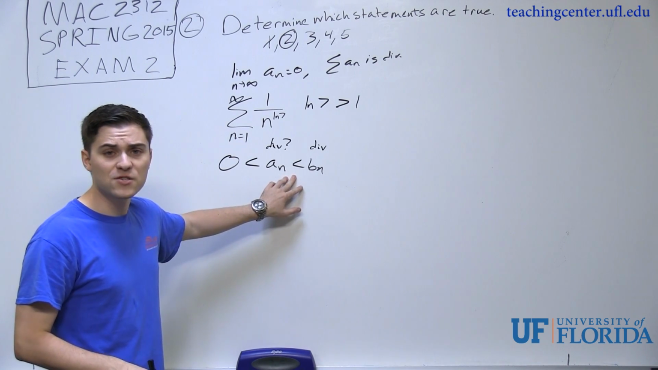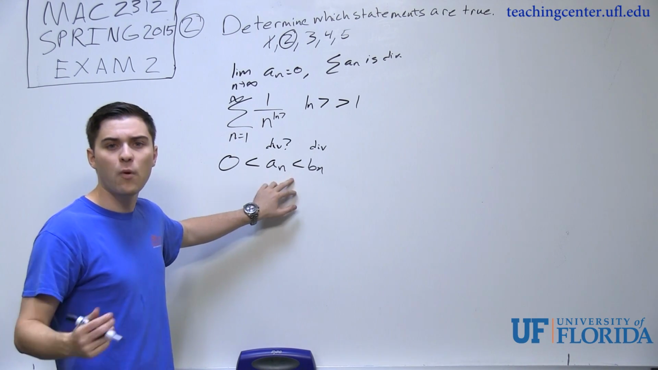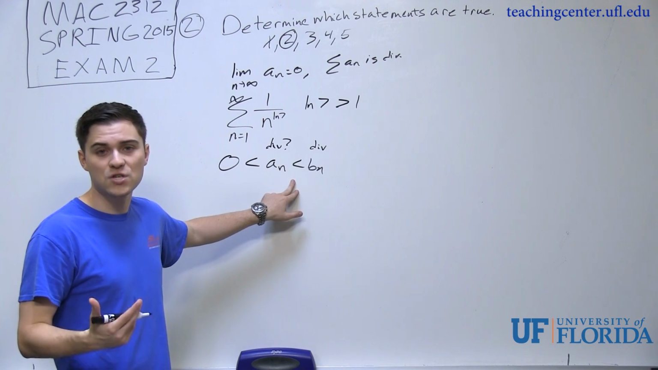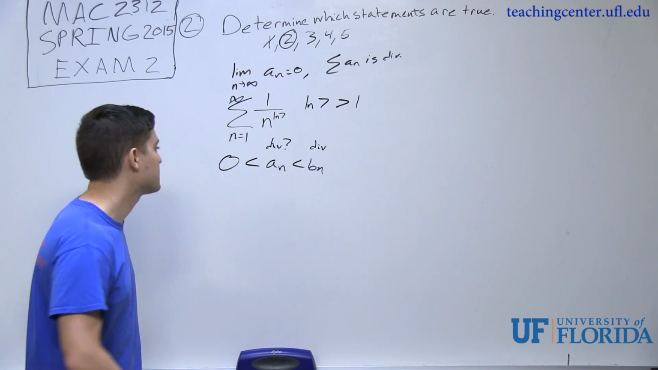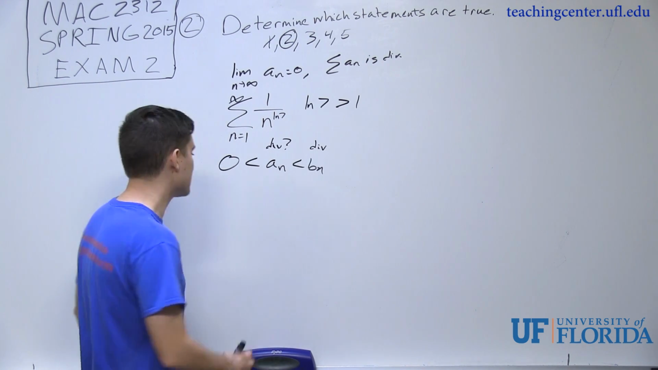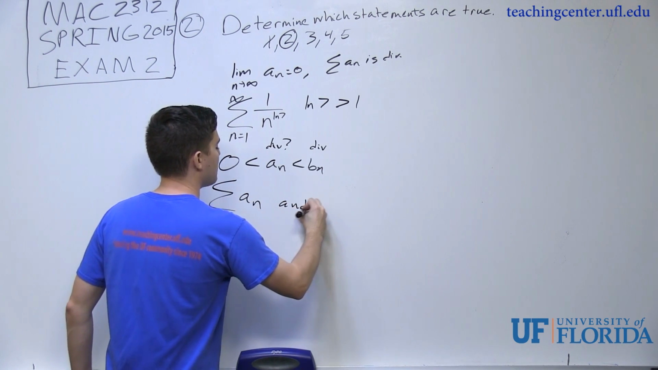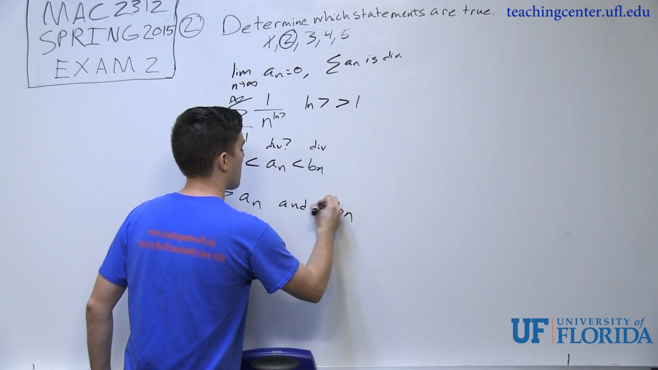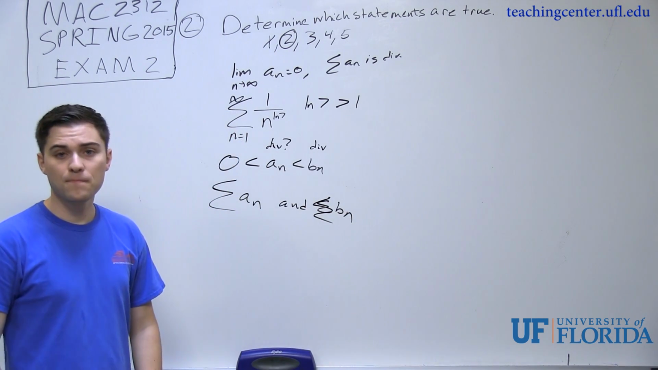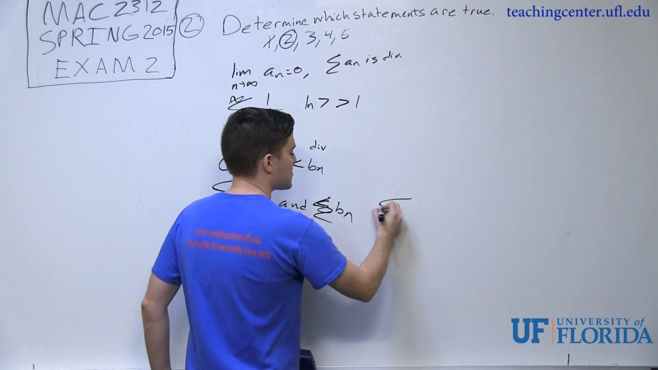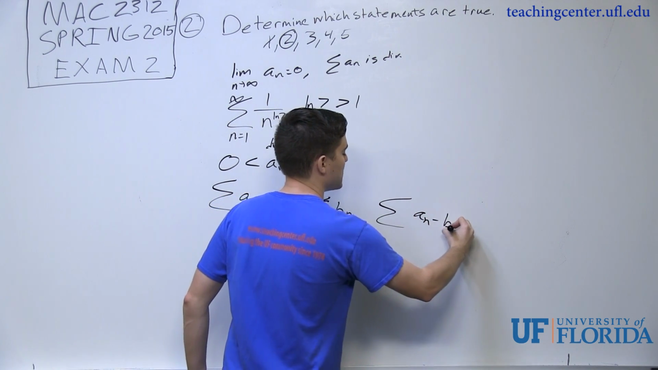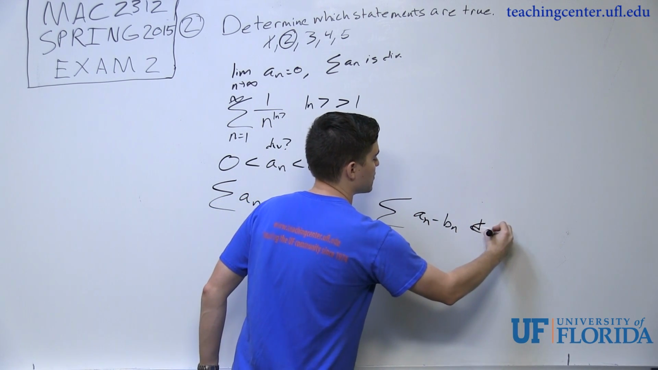If you got a direct comparison test that yielded these results, you would probably have to try either limit comparison or some other test to prove convergence or divergence. Question 4 says that if I have two summations, a sub n and b sub n, that are both divergent, is the summation of a sub n minus b sub n convergent?